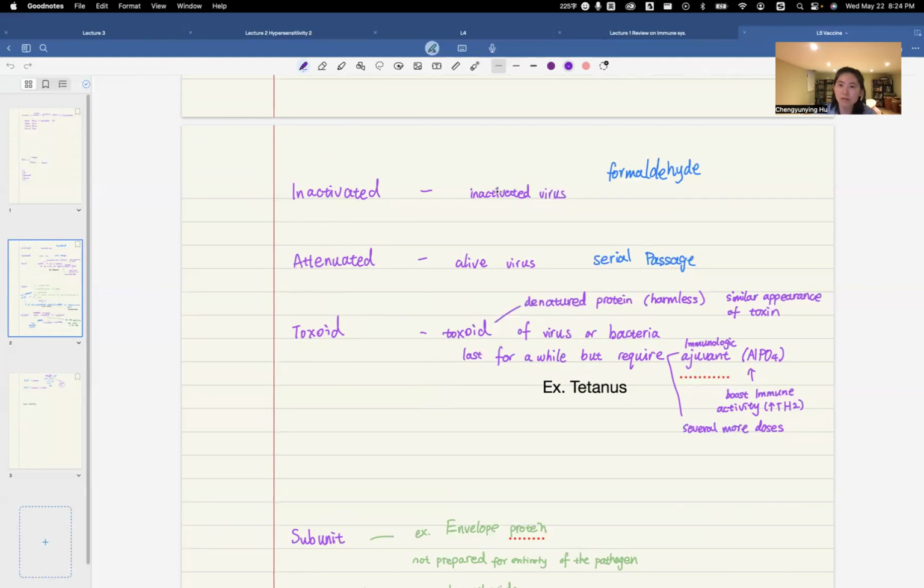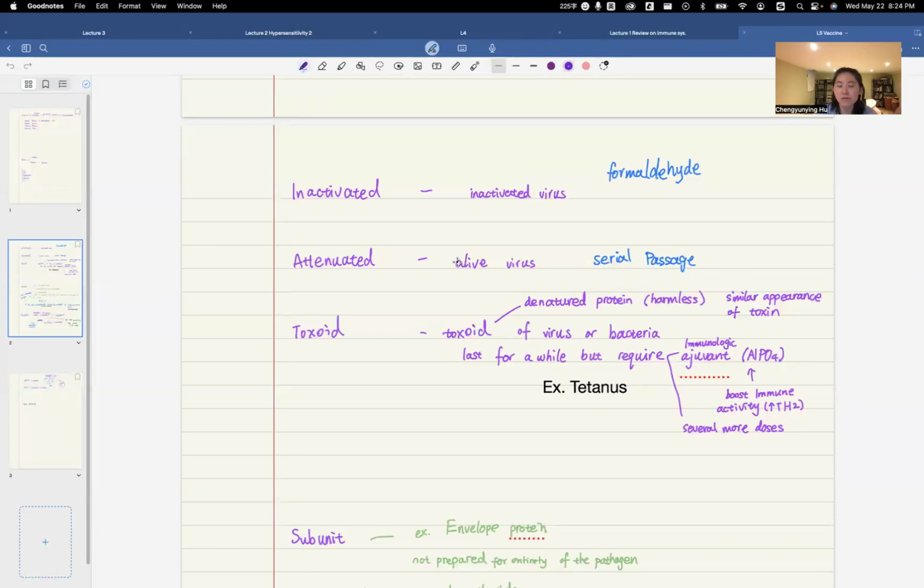One is dead. We are giving the dead virus or bacteria to a patient. And this one, attenuated, is where we're giving the alive virus. Something I need to mention is formaldehyde, I wrote it here, because it's the chemical liquid that we put the dead virus in to store it. Just a side note, not important. But here, this serial passage is important.